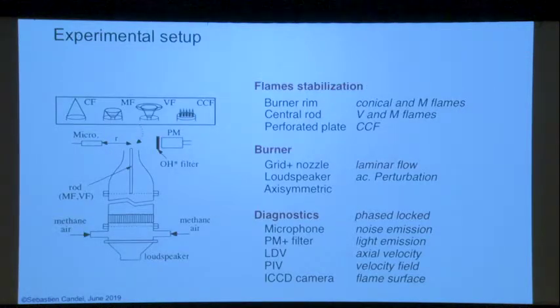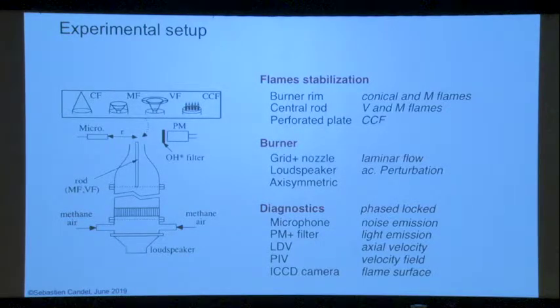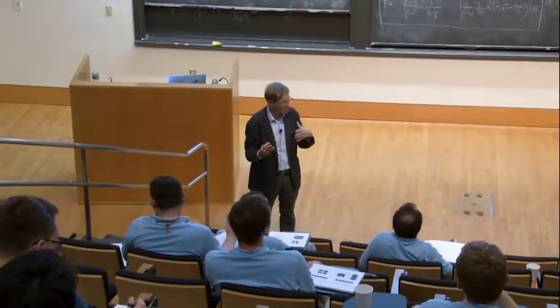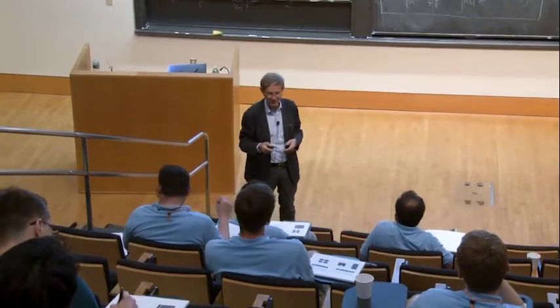The device that we have been using very extensively to study this phenomenon is this burner. You have a loudspeaker here, you have this rod, there is a nozzle here, and you can produce conical flames, M flames, which are stabilized on the lips and on the central rod, the V flame, and multiple conical flames. We also did a lot of studies of little flames on the matrix, because many processes use such systems, and they have noise problems, they have oscillation problems.